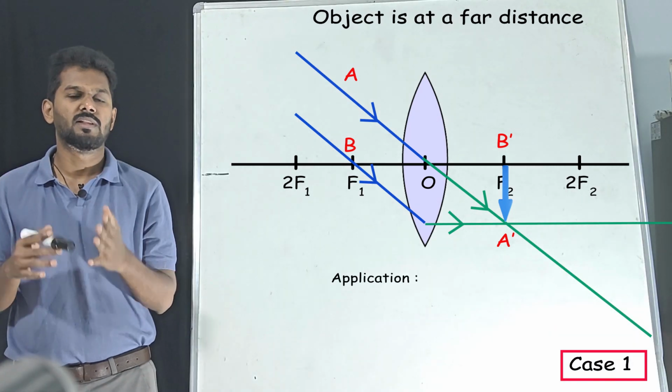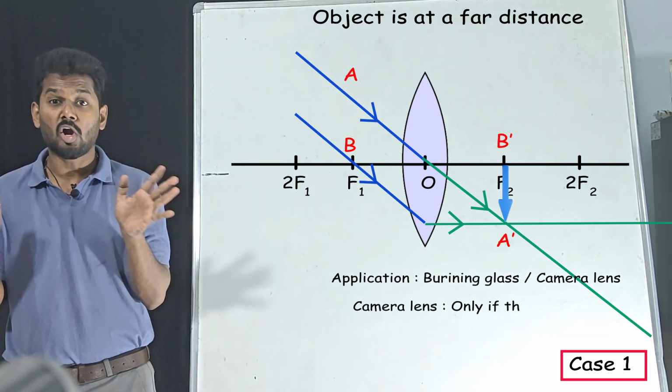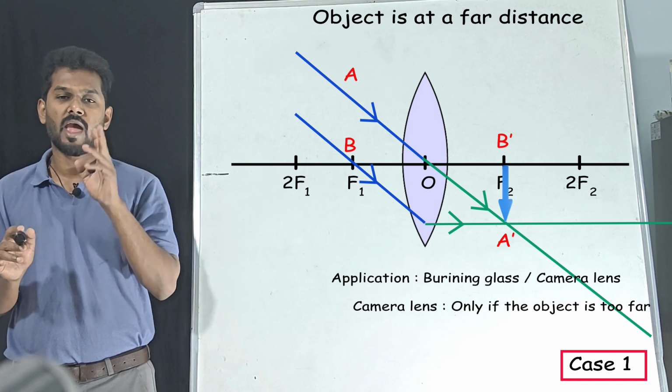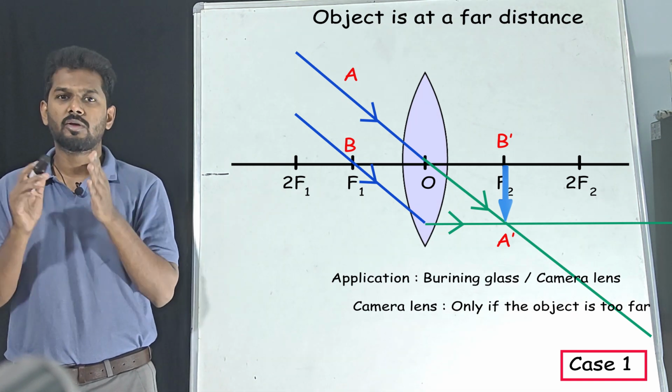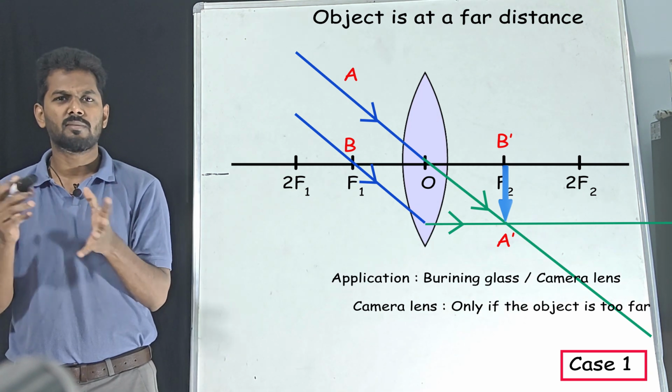Application of case 1, that is nothing but when the object is too far away from the lens and not at infinity. Here we have two applications. First one, used as a magnifying glass or burning glass. So what do you mean by this?